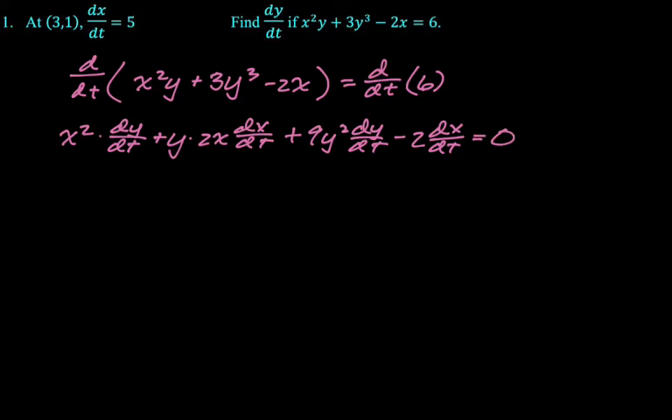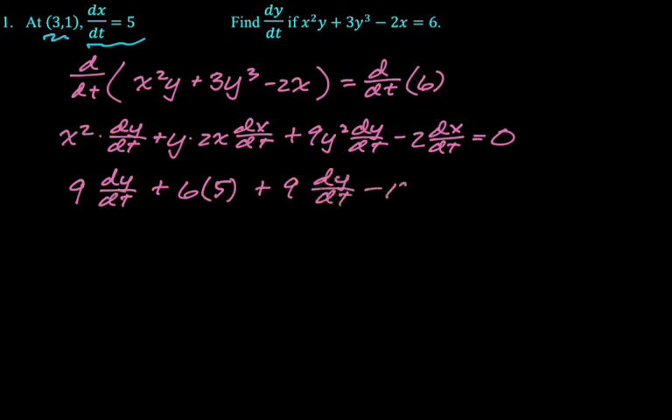All right, so we have a bunch of stuff to plug in. We know we're at (3,1), we know dx/dt is 5, and we're trying to find dy/dt. If I plug in for x, y, and dx/dt, the only thing I'm missing is dy/dt, so I'll solve for that. Plugging in 3 for x gives us 9, and then 1 times 3 times 2 is 6, and then dx/dt is 5, 9. I'm just plugging in.